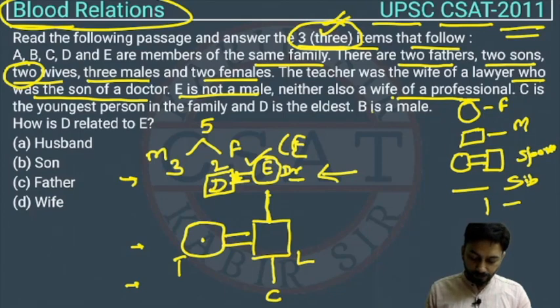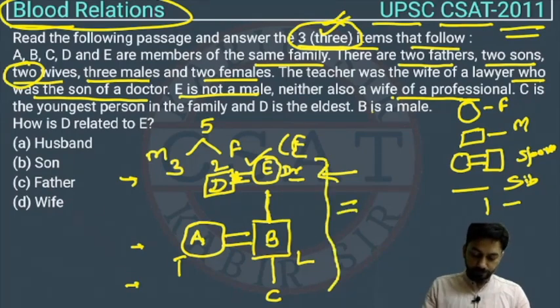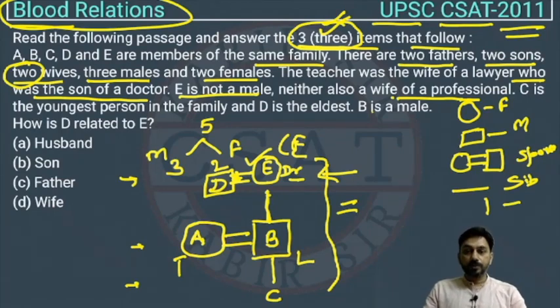And B is a male. If B is a male, where will B come? B will come here because this position is empty. If B is coming here, who will come? A will come. So there are a total of 5 members A, B, C, D, E. So this is our family tree, right? I hope ये आप सबको समझ आ गई होगी.